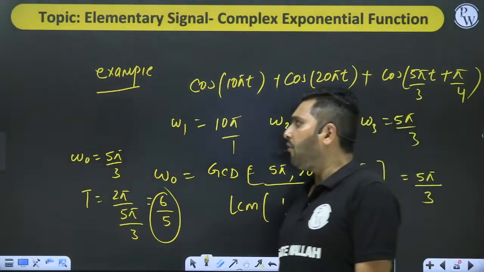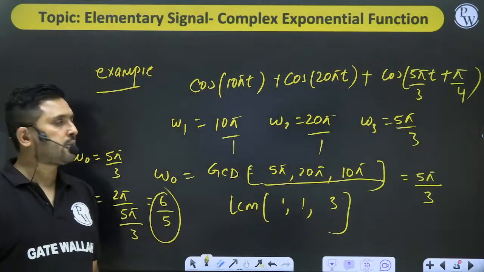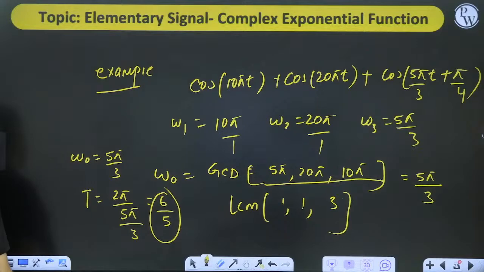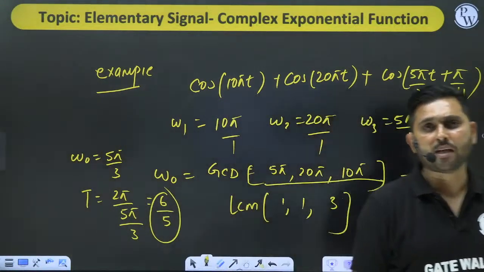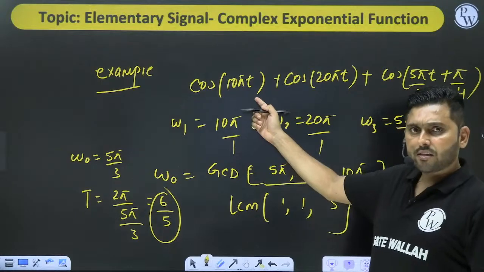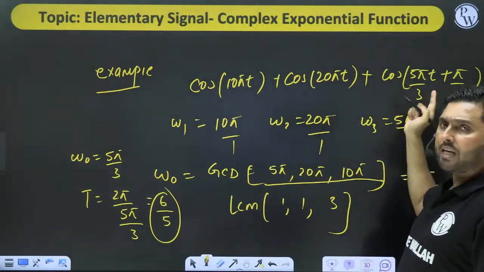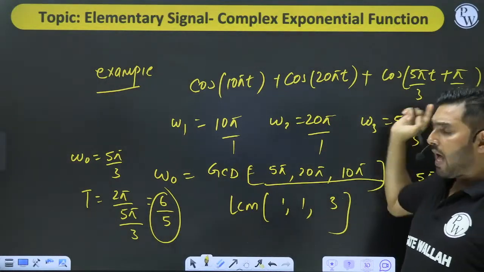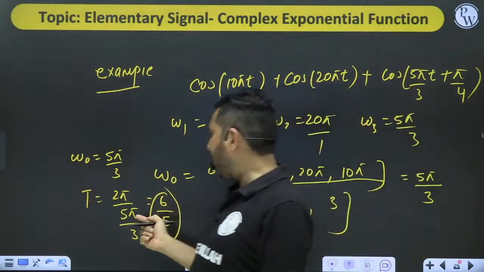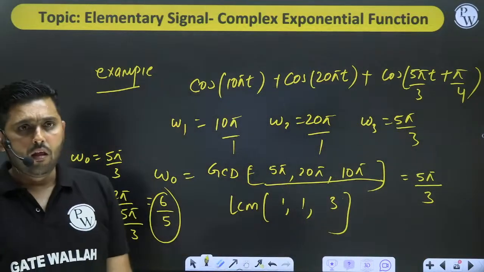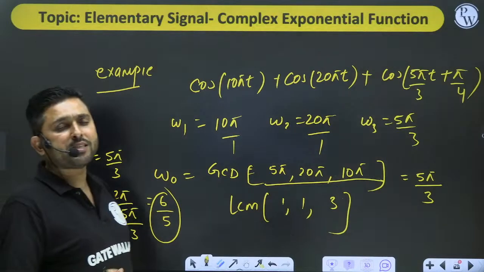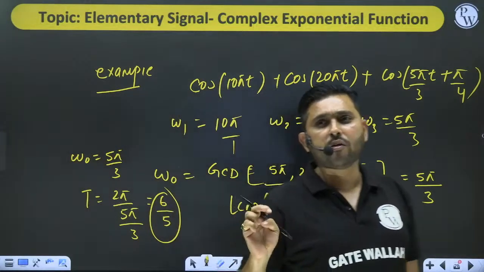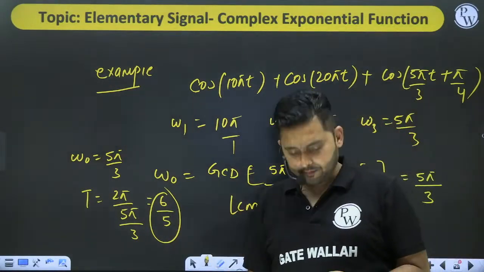So this is the fundamental period of this function. I am giving you the homework to prove the same T by using the LCM method. Take T1 first, find out T1, T2, T3, and take the LCM, and you will get the same answer, 6 by 5. So that is the periodicity of continuous time functions, though I have not covered discrete time periodicity.